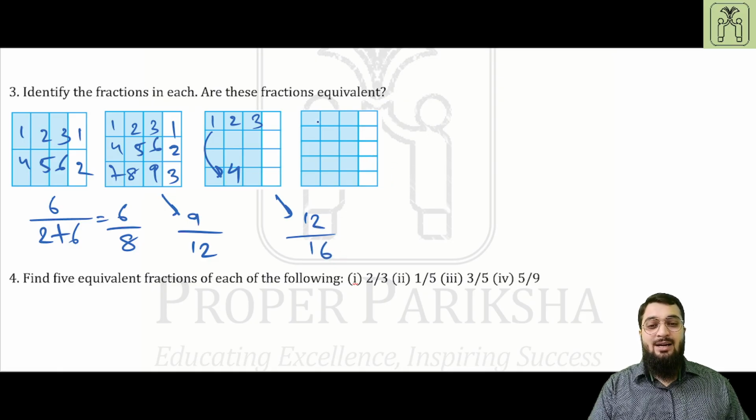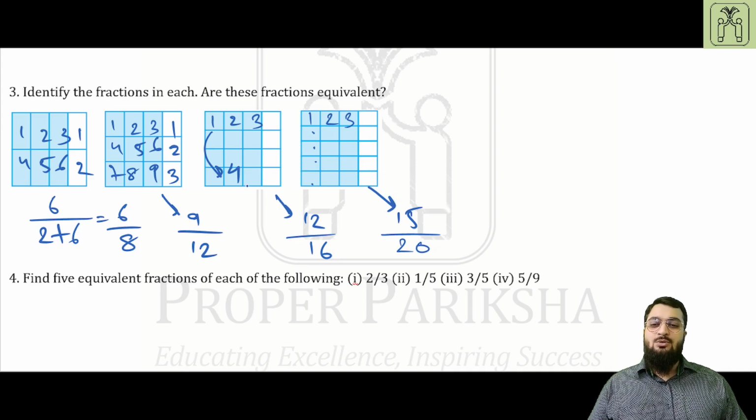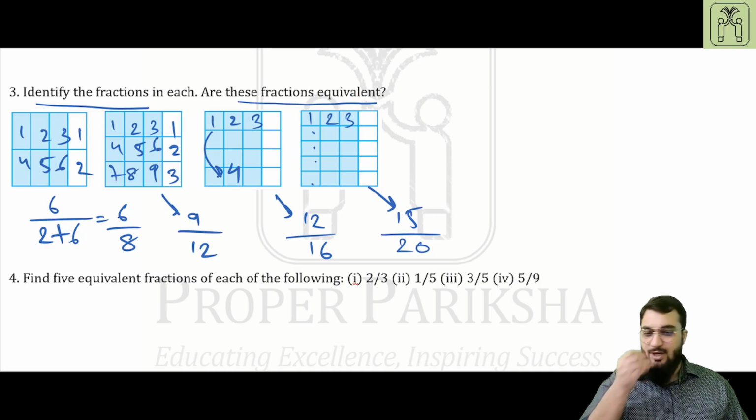And now we will write 1, 2, 3 and this will be 1, 2, 3, 4, 5. This will be 5 times, so 5 3s are 15 and this will be 5. 15 plus 5 is 20. Okay, so we have written the fractions for the shaded regions. The first part has been done, identify fractions. The second part is, are these fractions equivalent? Let us see: 6 upon 8, 9 upon 12, 12 upon 16, 15 upon 20.